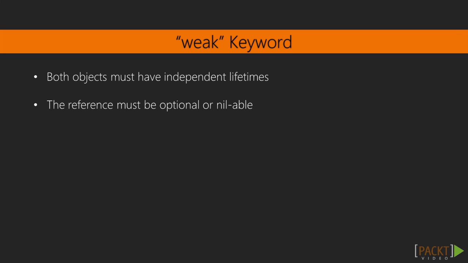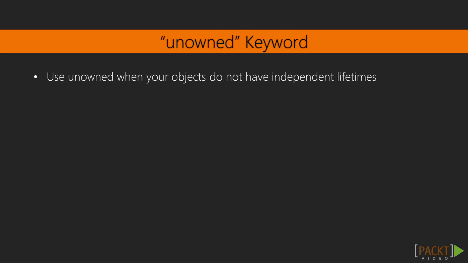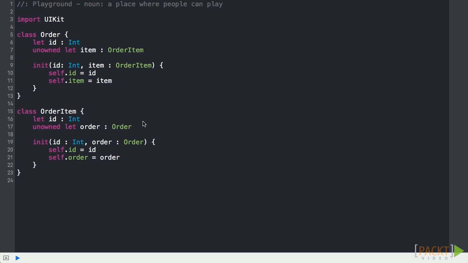Another option to resolve strong reference cycles is to utilize the unowned keyword to mark our reference as unowned. Unowned references work much like a weak reference in which it will not cause ARC to keep an object alive. Unowned references are used for slightly different purposes, however. We use unowned objects when they don't have independent lifetimes. In this example, we have orders and order items. It would make no sense for an order item to exist without an order existing in the first place. It would also make no sense to have an order without an order item, so the order item must be non-nil to utilize the unowned keyword.